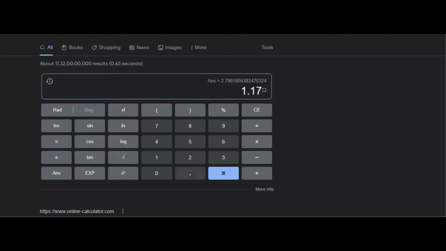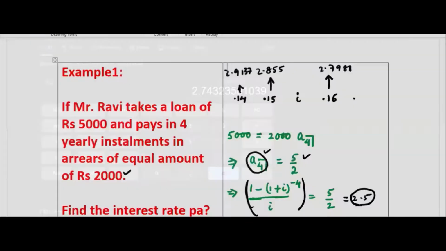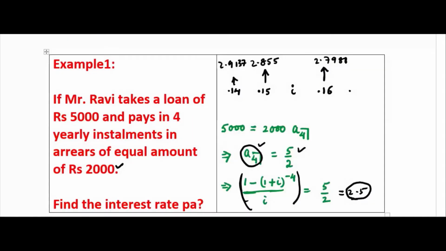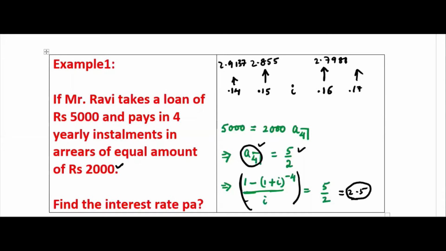Power minus 4 is equal to minus 1, you multiply by minus 1 divided by 0.17. So that is 2.7432, 2.74. This is 16%, this is 17%, and 17% is also not that close. At 17% I got 2.7432.